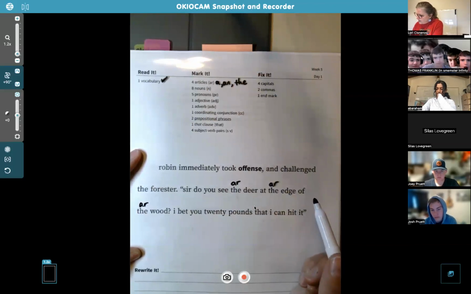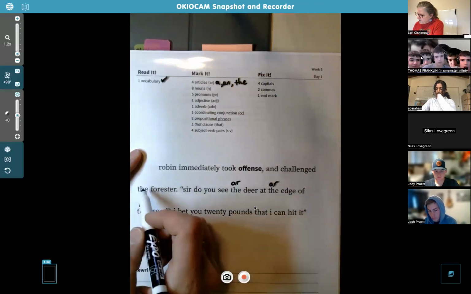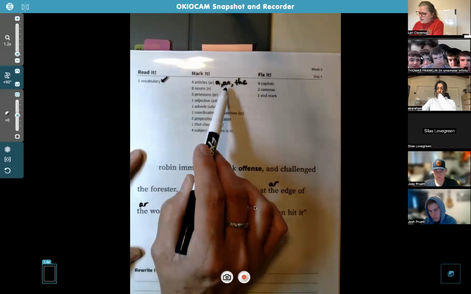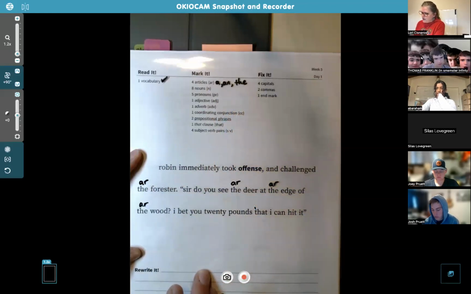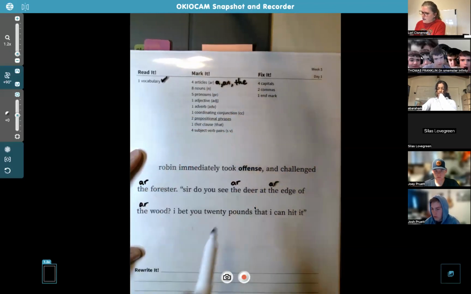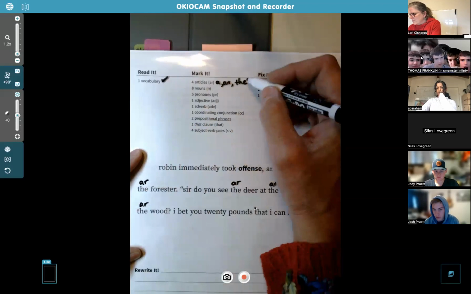This one's very tough. Oh, and challenged at the very top. Okay. So "and" is not the article because it's an, but I have forester, the forester. That's the one I forgot. So the articles are a and the. Okay, so the forester, the deer, the edge, the wood.